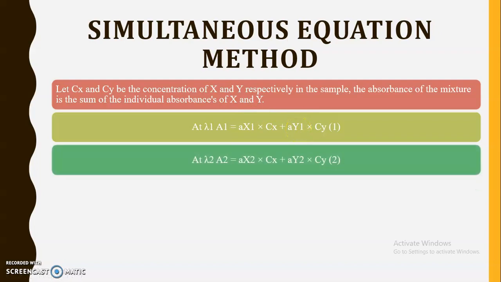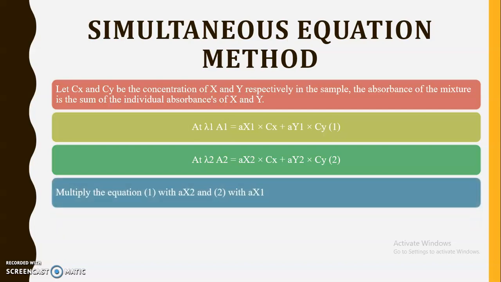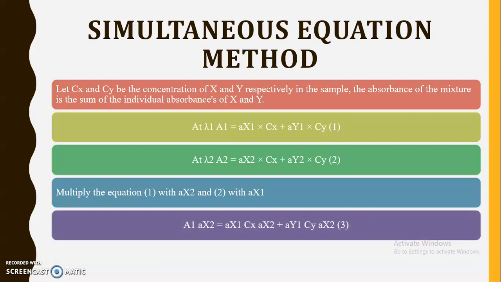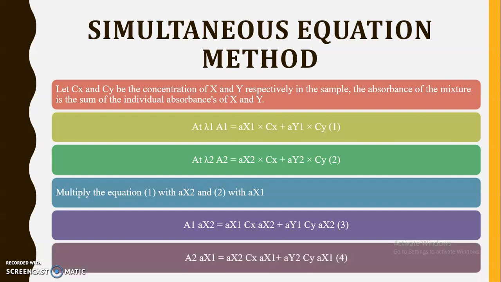Similarly at lambda 2, we can define the equation. Absorbance 2 is equal to Ax2 into Cx plus Ay2 into Cy. By multiplying equation 1 and 2, we will get A1 Ax2 is equal to Ax1 Cx Ax2 plus Ay1 Cy Ax2. We will consider this as equation 3. Similarly, for the second equation, we will get A2 Ax1 is equal to Ax2 Cx Ax1 plus Ay2 Cy Ax1.